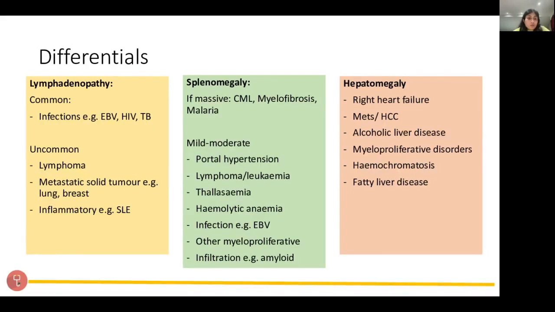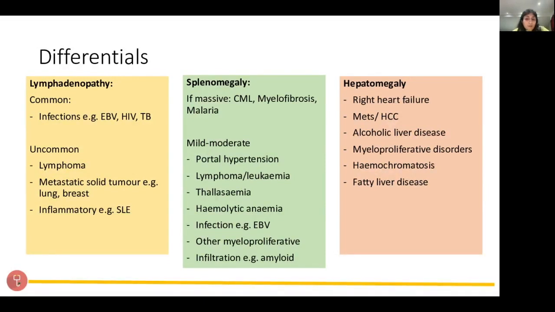And then the more uncommon causes are the more concerning things, really. So lymphomas, and any other solid tumors that have metastasized to your lymph nodes. So it's a bad sign, really. In particular, breast cancer tends to spread to your axillary lymph nodes. It's just something to watch out for. And then probably the most rare one, but sometimes in inflammatory disorders like SLE, you can also get lymphadenopathy. But I've never really seen it or heard about it, to be honest.